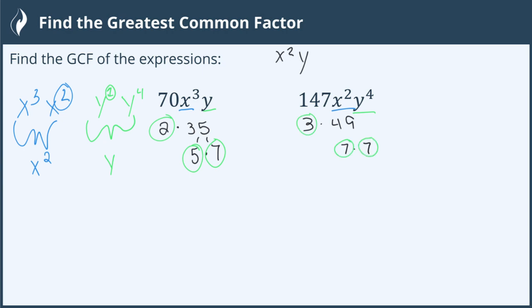So we can see that 2 and 5 are not over here at all. What you do is look and find the common factors. It's only 7, so we can only take 7. If you have more than one number in common, then you multiply them together. In this case, we don't. So 7 becomes our greatest common factor between the two expressions.